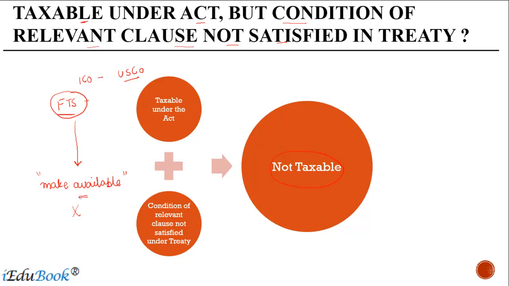Now, there are divergent views. There are some judicial rulings which say that in case this income does not satisfy the make available test, you should test it for whether it is taxable as business profit or other income. But the correct view seems to be that since the payment itself is in the nature of FTS, even under the treaty, but the condition which was applied to give India the right to tax is not satisfied, one should not go to these other clauses.